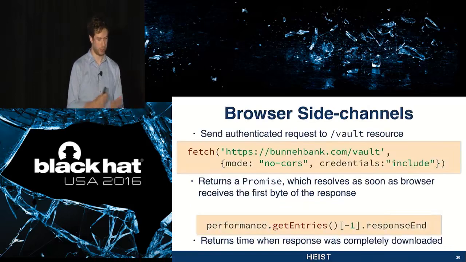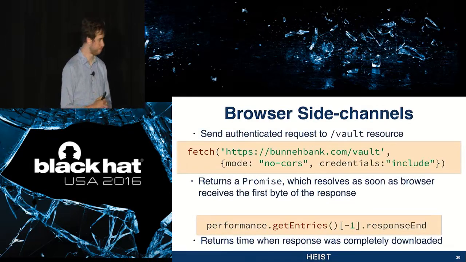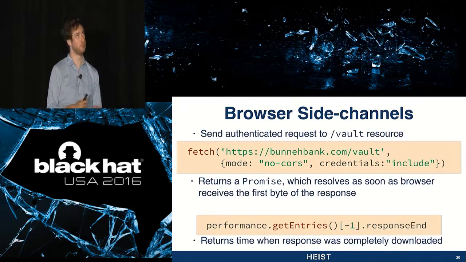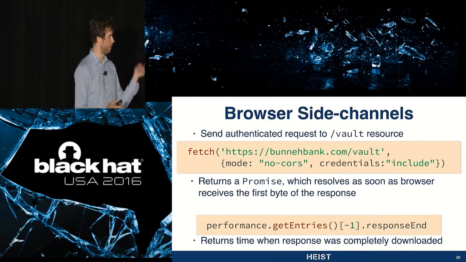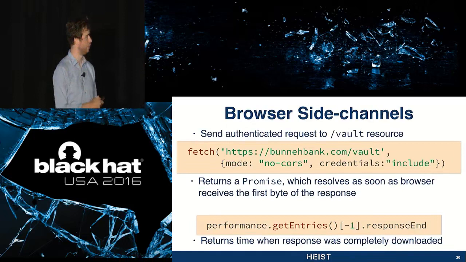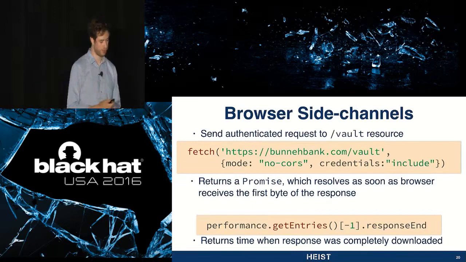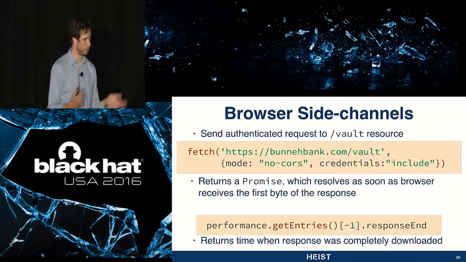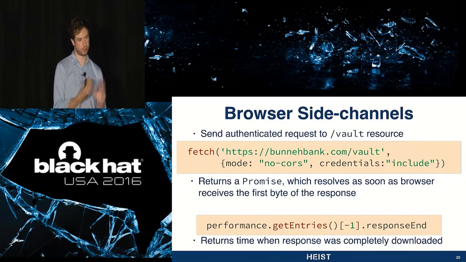So first, we exploit 2 browser side channels. The first one is with the fetch API, which, if you don't know it, is very related to XHR requests. So we can basically send out requests to any endpoint that we choose. So here we use the fetch method to bunnybank.com/vault, and we give it 2 options. The mode is set to no-cors because we don't want to use the cross-origin resource sharing mechanism, and we set the credentials option to include because we want to include the cookies of Mr. Sniffles.